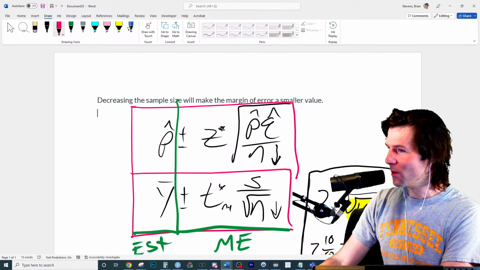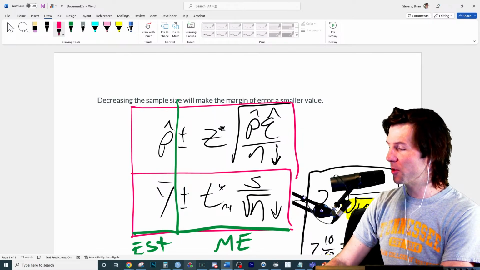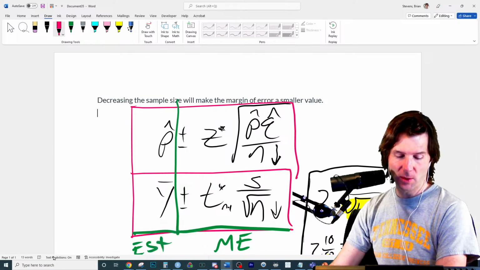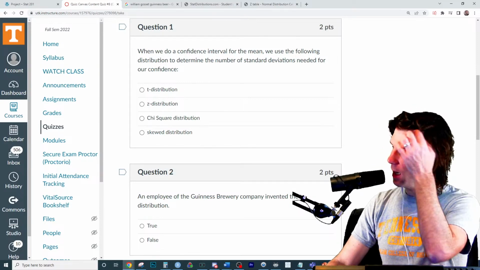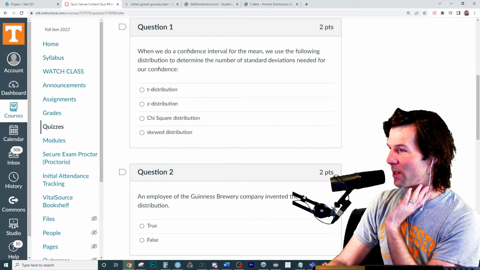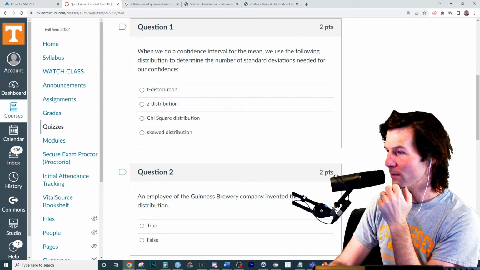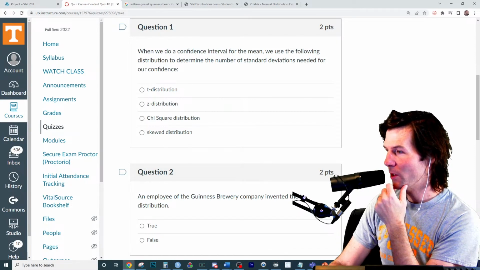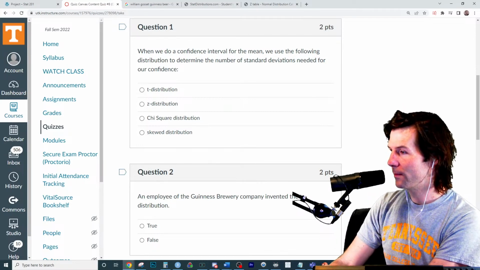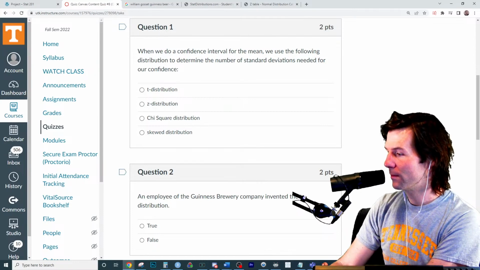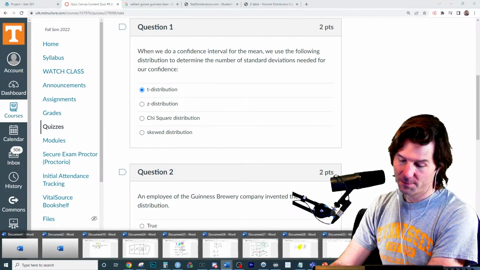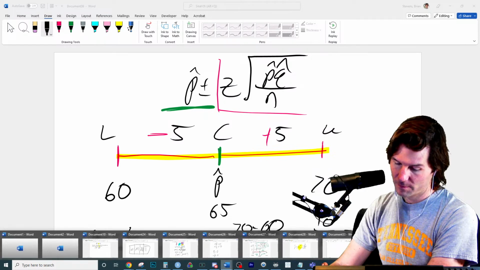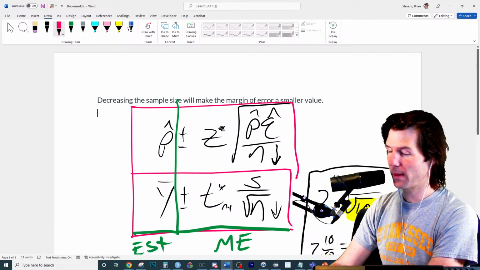Good stuff right there. So, right here, which of the distributions do we use with the mean? T, Z, chi-squared, skewed distribution. Which ones do we use with the T? Which of those do we use with the T? T. Boom. Right there, we see it. There it is right there. The T right there. Mr. T.